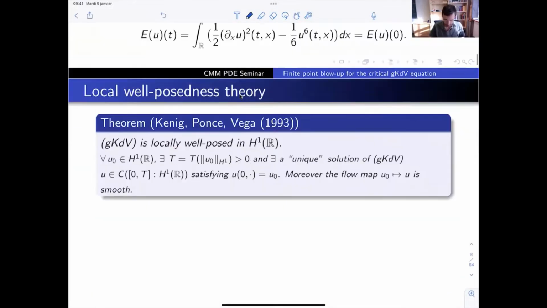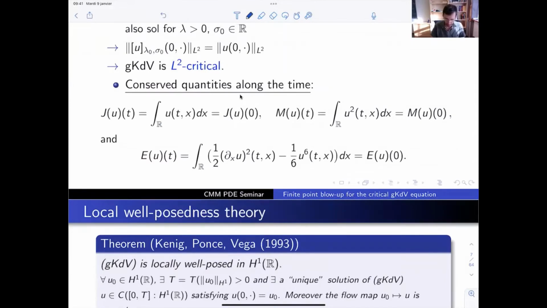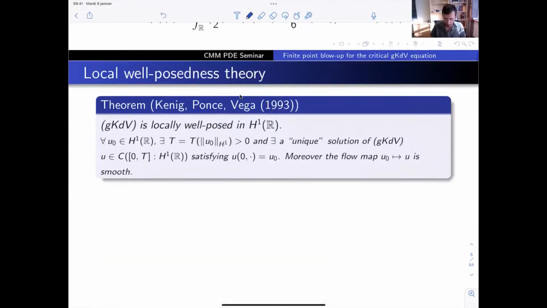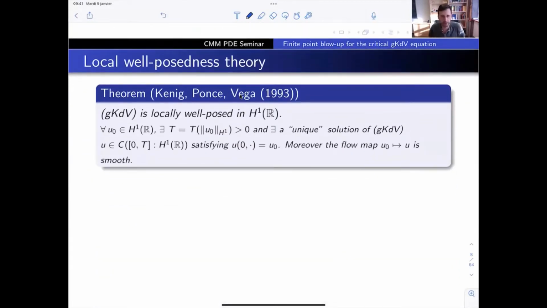In view of the energy, which is well defined in H1, before we can study the dynamics of the equation, we need something on the local well-posedness theory. The natural space is H1, because there the energy is well defined. There is a very important result in the field by Kenig, Ponce, and Vega, in '93, and they prove basically that gKdV is locally well posed in H1.